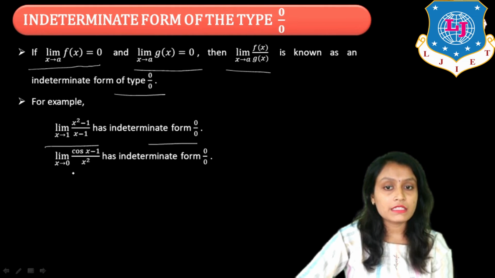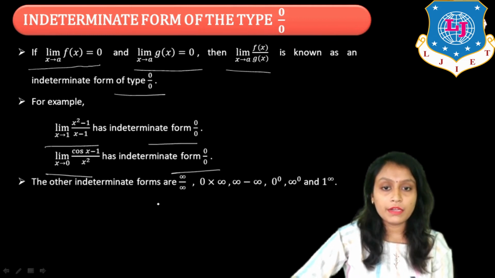Similarly, limit x tends to 0, (cos x minus 1) upon x square. Again here, if you substitute 0 in place of x, you will get cos 0 minus 1. Now we know the answer of cos 0 is 1. So 1 minus 1 is 0, and in the denominator also 0. So again we have the indeterminate form of the type 0 by 0.